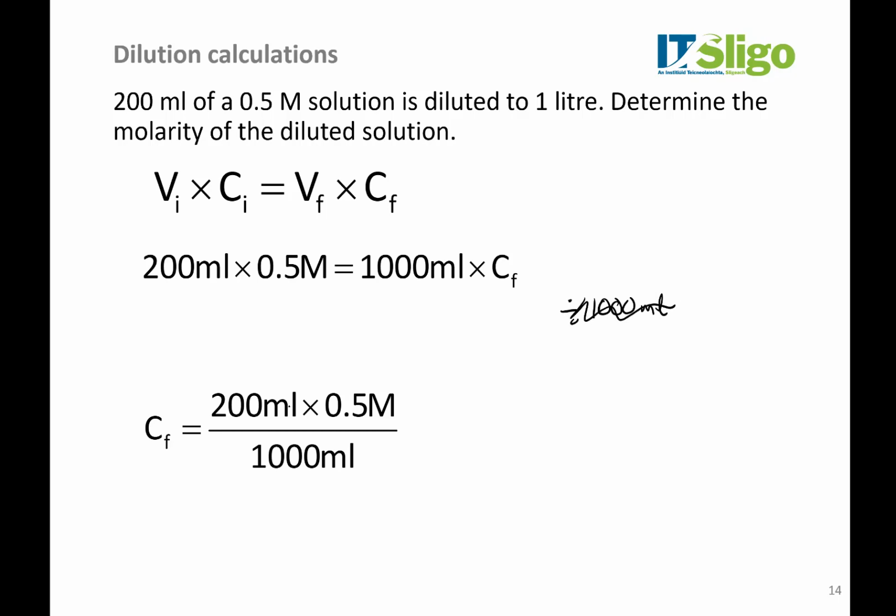Now, looking at the units first, guys, the mils will cancel out. So our units are going to be molarity, molar. Then, guys, we can say, well, 0.5 by 200, that's a half. A half of 200 is 100 over 1,000. That's going to give us 0.1 molar. And that's our answer then. So the final concentration is 0.1 and a capital M.